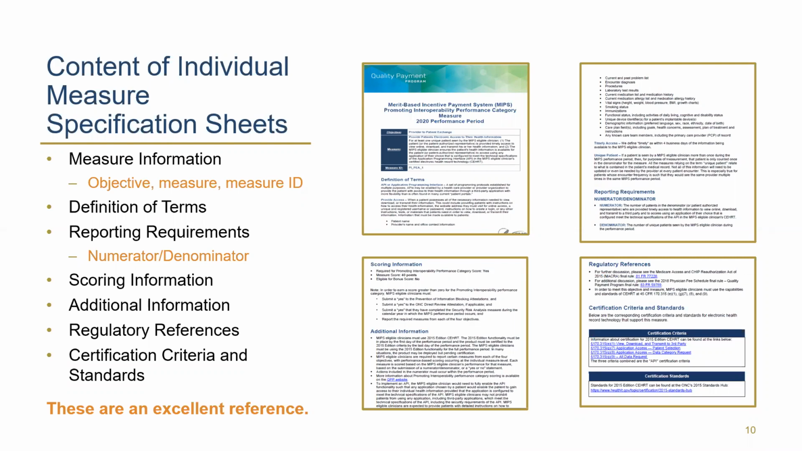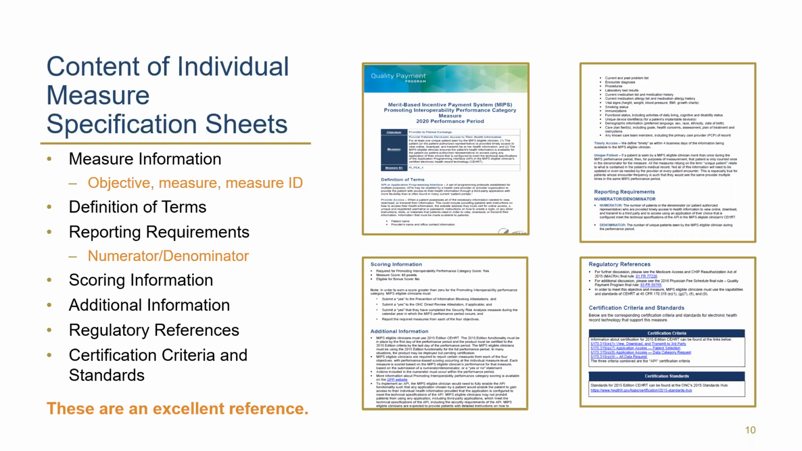A list of the information contained in the individual spec sheets is on the left-hand side of this slide. On the right-hand side are some sample screenshots of the particular measure provider to patient exchange. The list on the left-hand side shows the order in which the specification sheet describes details of this measure. The measure information can include the objective, measure ID with definition of the numerator and denominator, and other terms that are important to know for this measure.